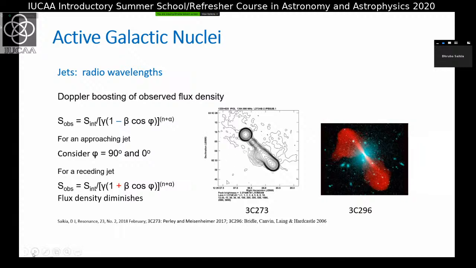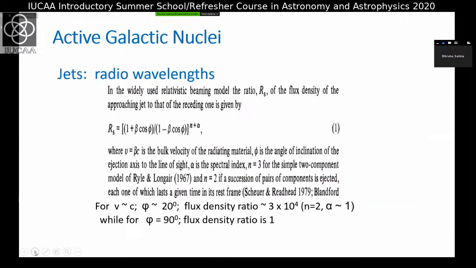So what is the inference over here? We will try and look at it in a very short while. But just remember these two particular aspects. If I were to use what is called the relativistic beaming model, then the ratio of a component which is approaching you to a component which is receding from you, that is the ratio of the two equations which I wrote down earlier, is given by this expression: 1 plus beta cosine phi divided by 1 minus beta cosine phi, the whole thing raised to the power of n plus alpha. N could be 2 or 3, as we have mentioned.